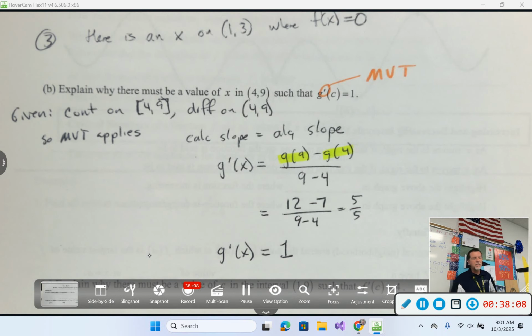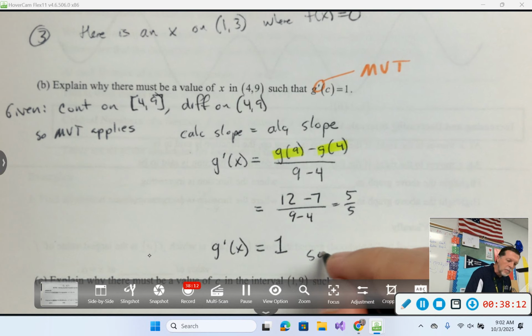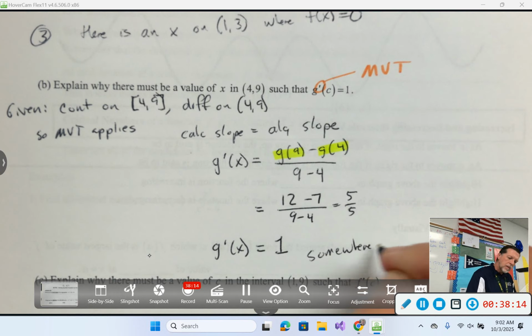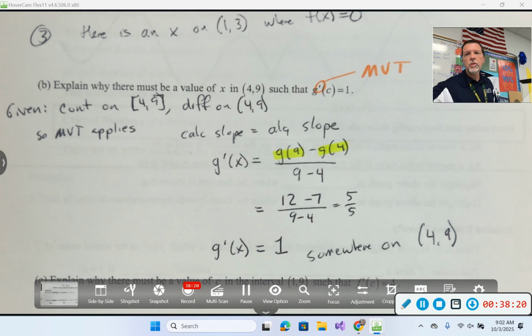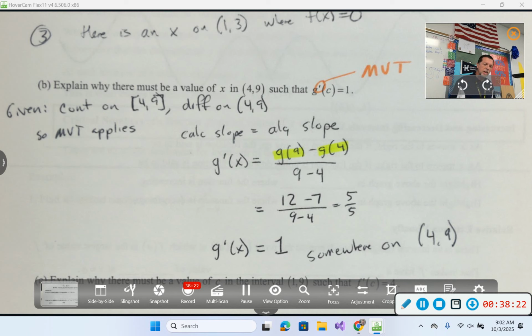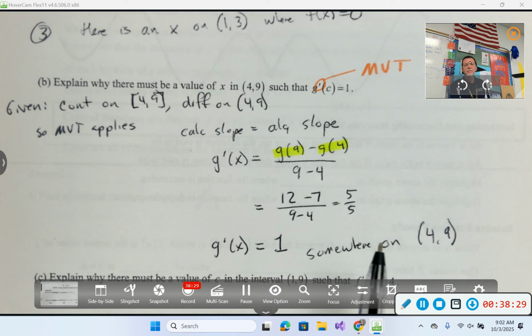Oh, that's what we were trying to say. That the derivative of g is equal to 1 somewhere on 4 to 9. Don't know where because we don't really know what that graph looks like. But the average slope was 1. That means the instantaneous slope has to be 1 somewhere.